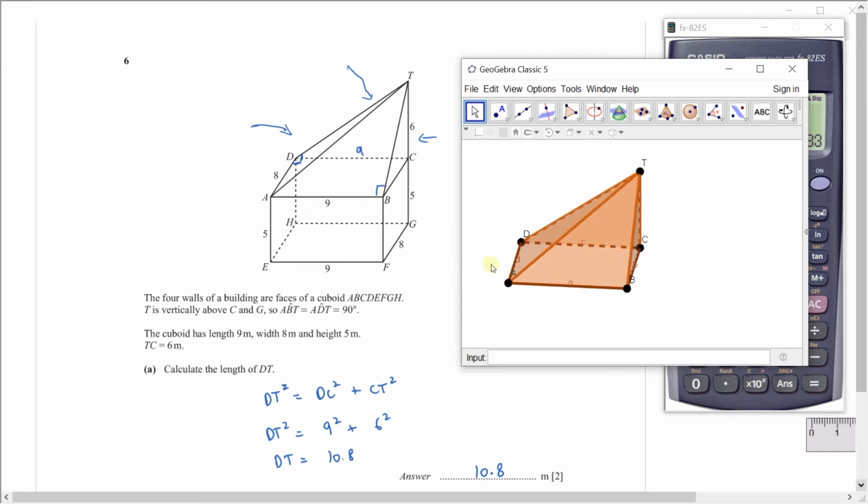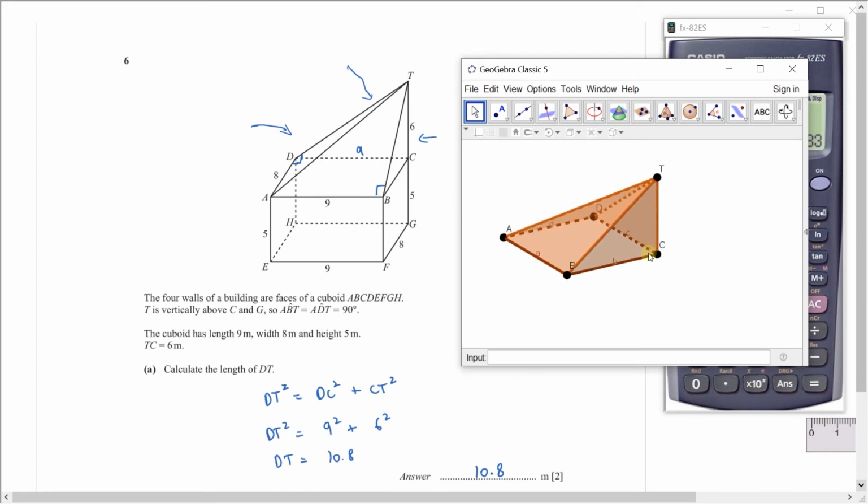So now it's in the same orientation AB. Let's start with this right side, which is the triangle BCT. If I rotate this to the right, this is my triangle BCT. I already know that CT is 6. So if I can find BC, I can easily calculate the area of this triangle.